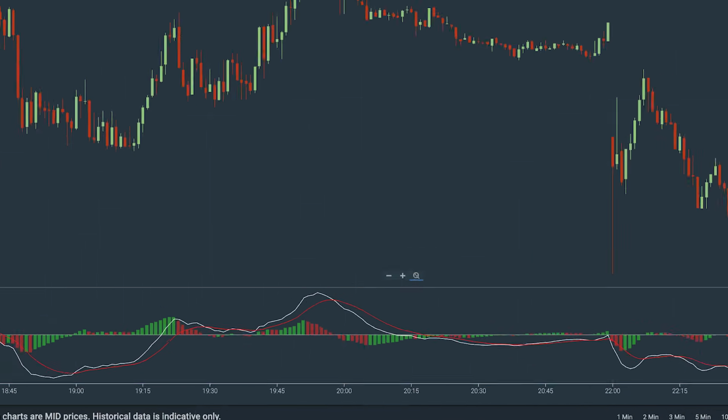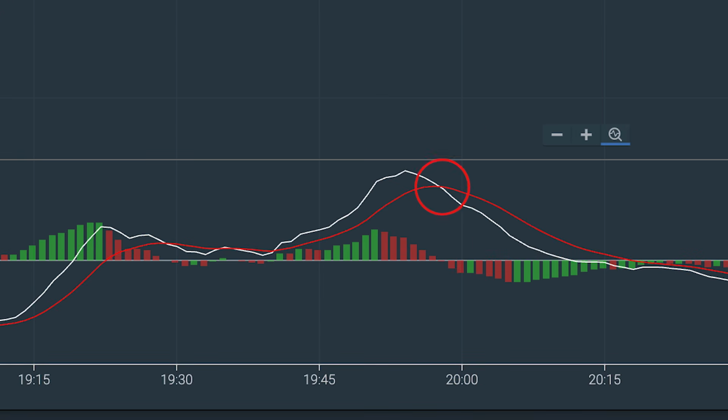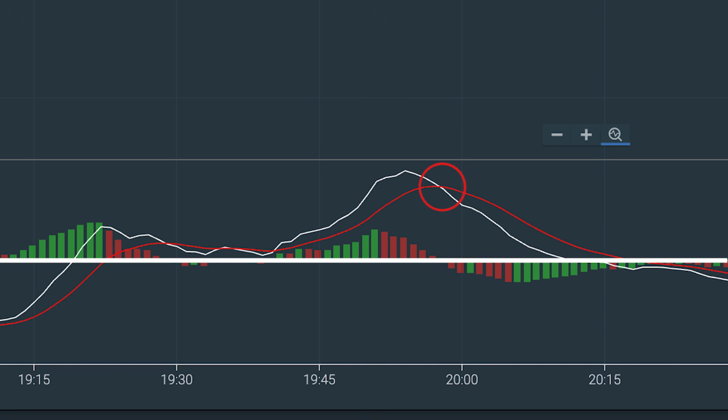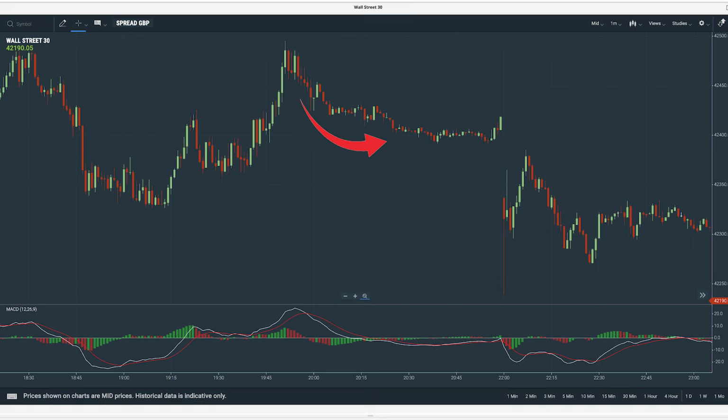And again, we can see it here where the white MACD line crosses and goes underneath the red signal line, again above the baseline, and we look on the chart and that's exactly what's happened. The price has dropped. So everything is matching up and making sense.